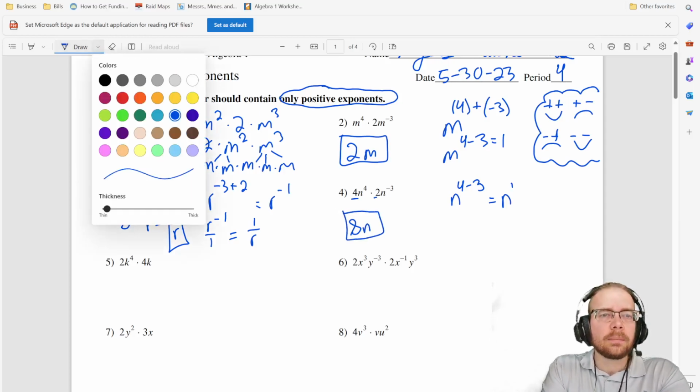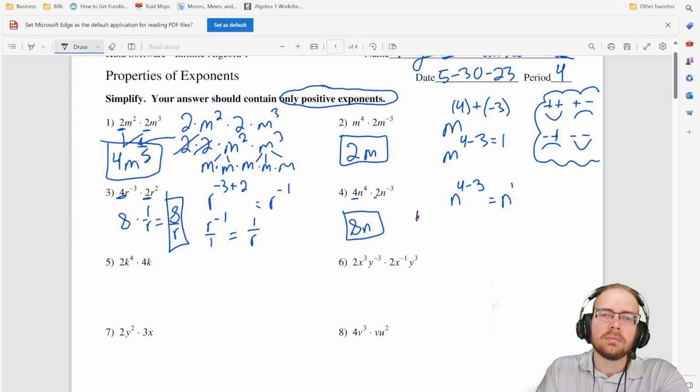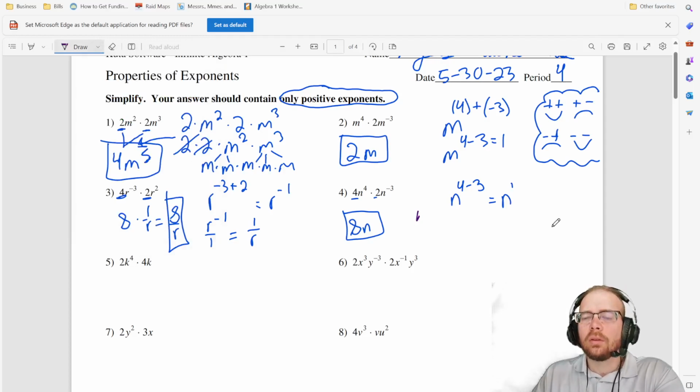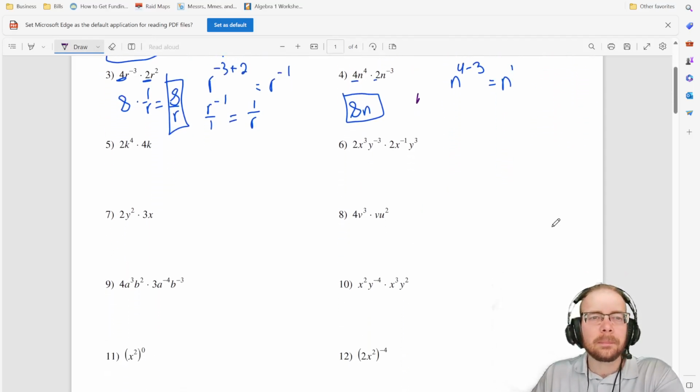Okie dokie. Let's go and switch to purple. If it'll let me. There we go. Okay. Little color palette thing wasn't going away.